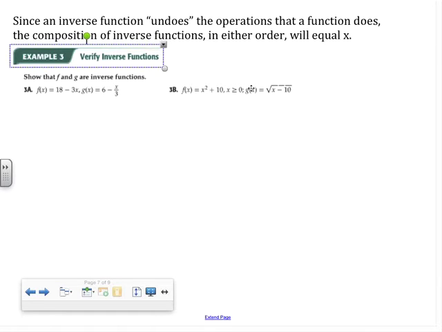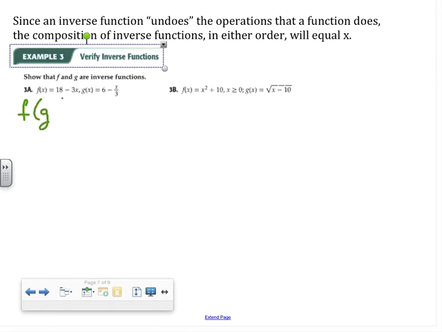So you may have noticed that when we find inverse functions, they're kind of undoing each other. One of the properties of inverse functions is that if I take the composition of f of g of x and g of f of x, and f and g are inverses of each other, then that composition will always equal x. Let me show you what I mean.